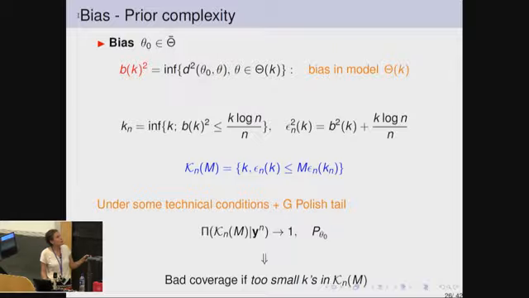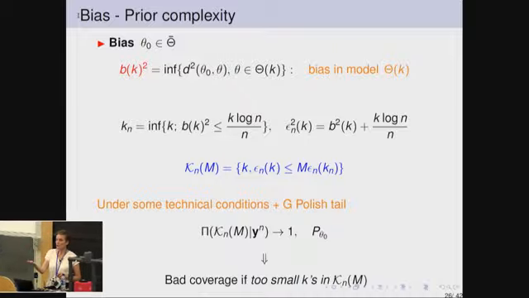So what you can prove is that if you're looking for the minimum value of k such that the bias is smaller than the prior complexity, then the posterior distribution is going to concentrate on k for which this epsilon of k, which is the sum of the two, is of the same order as the minimum possible value. Once you have that, you just have to understand where these k are, and you understand the behavior of the posterior distribution, and then you're going to know whether you have good coverage, under coverage, or over coverage, in a sense.